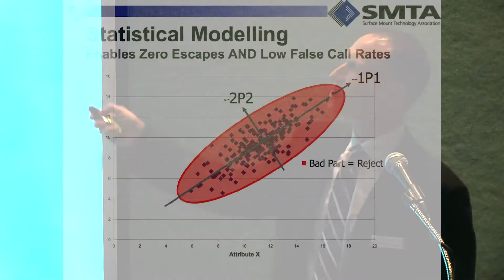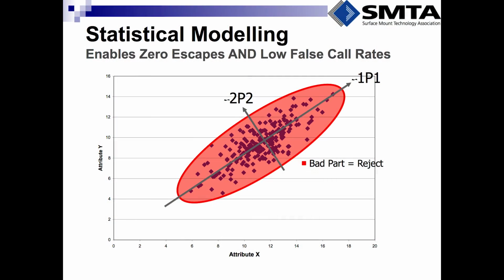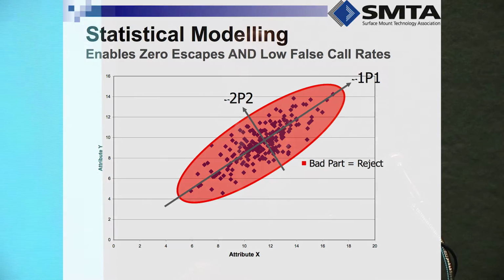Statistical modeling can actually look at the distribution of this and fit all these while passing all these parts and rejecting the bad part. It enables zero escapes and extremely low false calls.